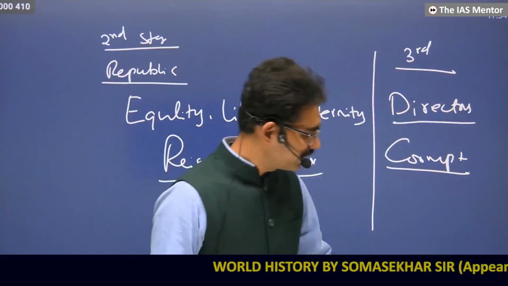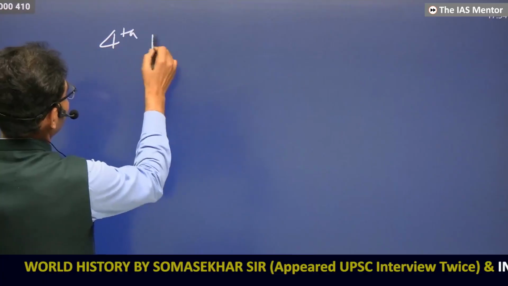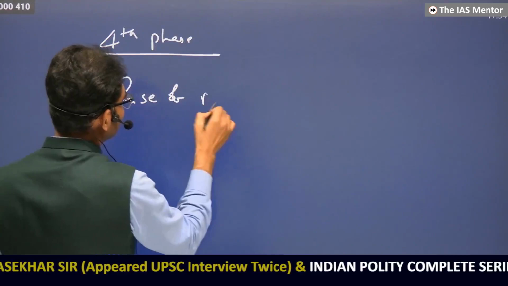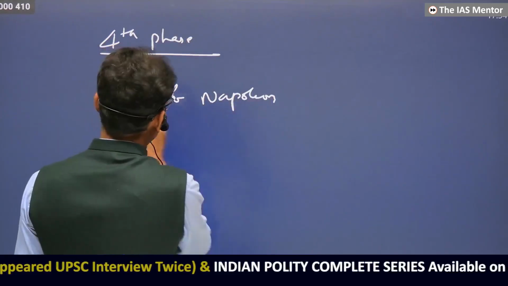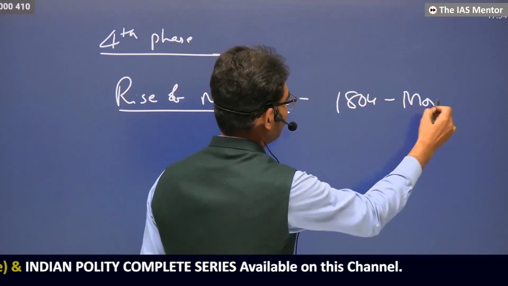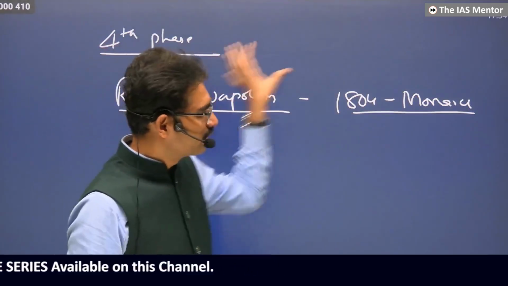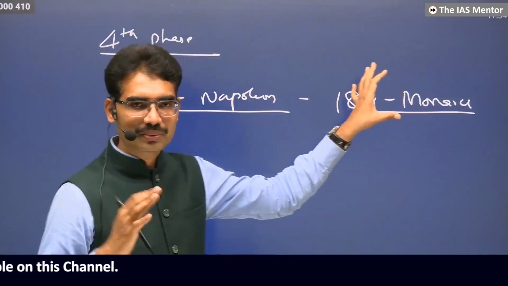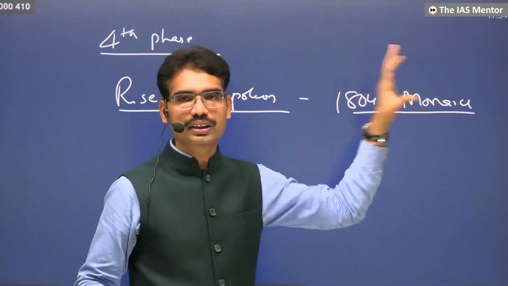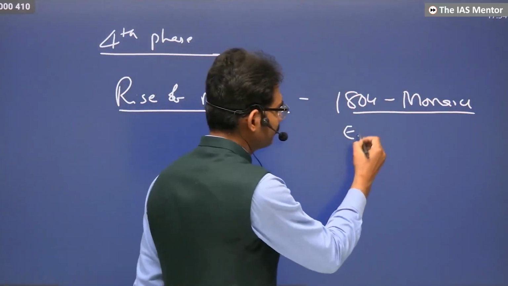That is the fourth phase, the rise of Napoleon. When Napoleon became powerful, one day in 1804, he declared himself monarch. Initially, he was part of the Directory. Then he created a new consulate, a new kind of system. But in 1804, he removed all those systems and declared himself Emperor of France, Monarch of France.